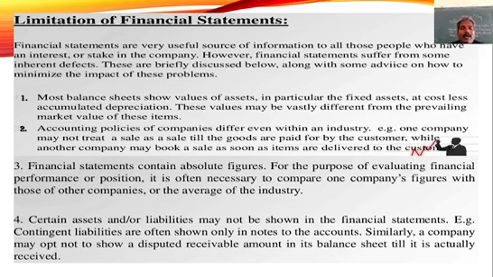Secondly, accounting principles of companies differ even within an industry. For example, one company may not treat a sale as a sale till the goods are paid for by the customer, while another company may book a sale as soon as items are delivered to the customer. A few companies send the goods to their customers, and only if the customers make the payment do they consider it a sale. Other companies deliver goods to their customers on credit terms and record them as sales in their books. That is the difference, so it depends upon the accounting policies adopted by the company.